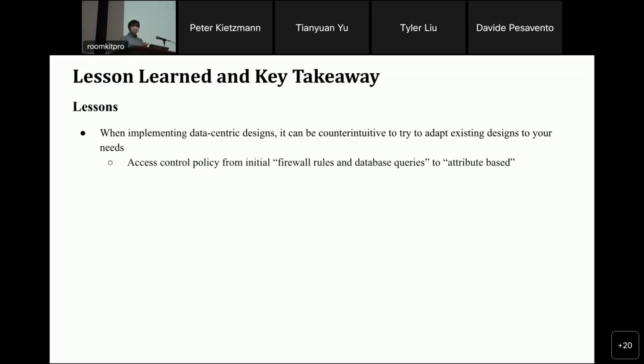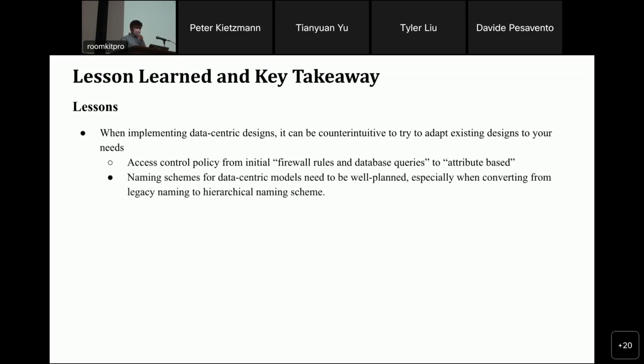One of the examples was the access control policy that I've shown. In the very beginning, in the early days, we tried using some kind of firewall rules or database query kind of stuff, but it didn't work for us because we wanted to do this contextual access control. And once we moved to the attribute-based design, everything became so intuitive and easier.